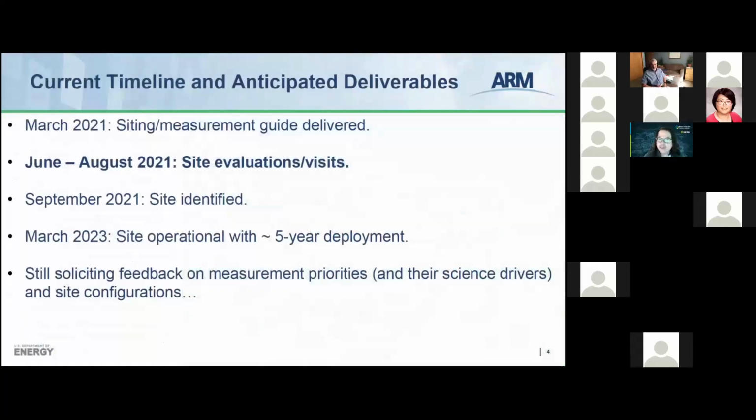Great, so this is our current timeline, right? From June until August 2021, our team is actively involved with site evaluations and visits. Our first site visit will be next week, all in hope of having a site identified in September 2021. At this point, we're still very much soliciting feedback from you, the community, on measurement priorities, corresponding science drivers, and also site configurations.